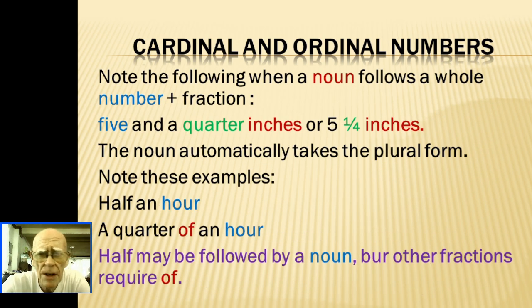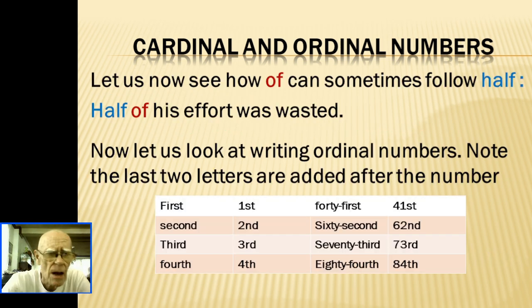Note the following when a noun follows a whole number plus a fraction. Five and a quarter inches, or 5¼ inches, whichever way you want to write it. The noun automatically takes the plural form. Note these examples: half an hour, a quarter of an hour. Half may be followed by a noun, but other fractions require of. Let us now see how of can sometimes follow half. Half of his effort was wasted.